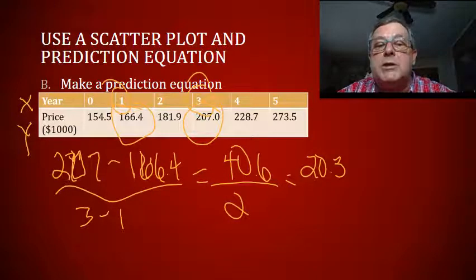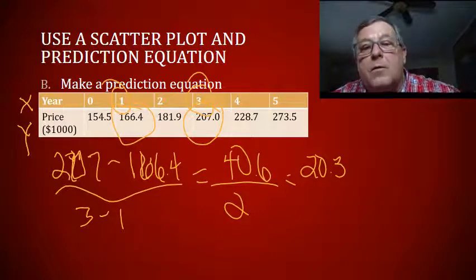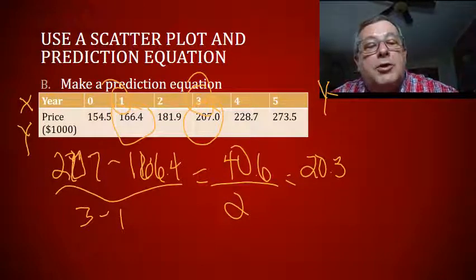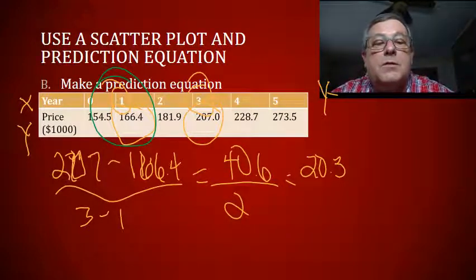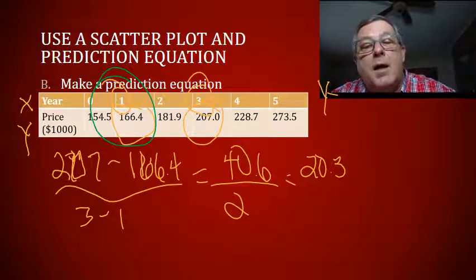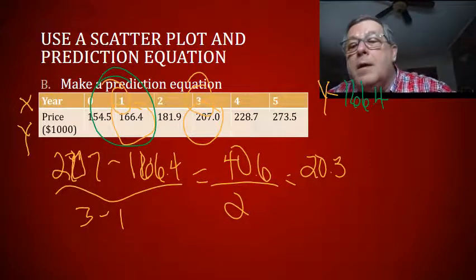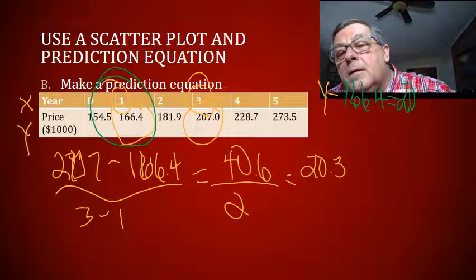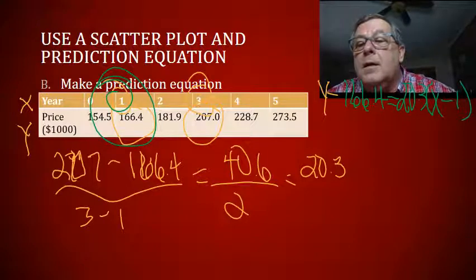All right, now we're going to use point slope. We don't have a whole lot of room, so we're going to go right here. So we got y minus y1, and I'm going to choose these coordinates right here. Could have chosen what was on 3, but I'm going to choose this. So y minus 166.4 equals slope 20.3 times x minus 1, because that's our x coordinate right there. That's our x1. All right, so let's solve.